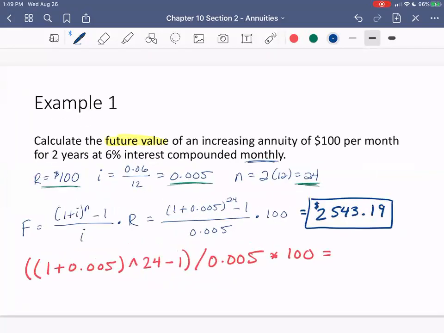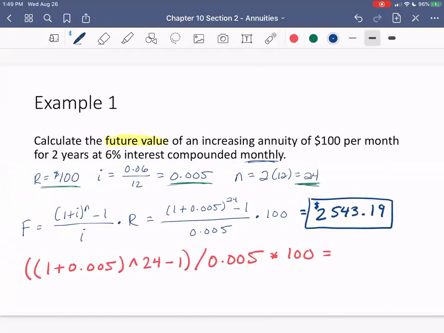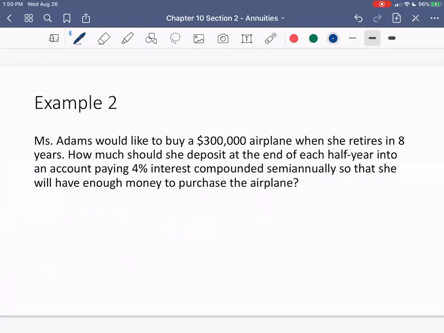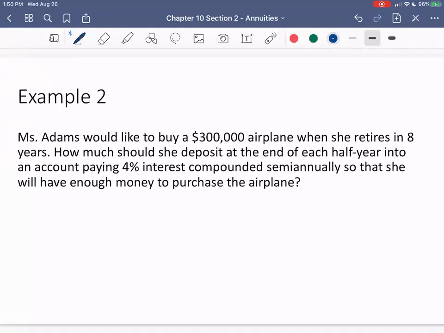All right, now we're going to move to our next problem here. Notice how in the last one, we needed the future value. This example is a little different. It says, Ms. Adams would like to buy a $300,000 airplane when she retires in 8 years. How much should she deposit at the end of each half year into an account paying 4% interest, compounded semi-annually, so that she will have enough money to purchase the airplane?